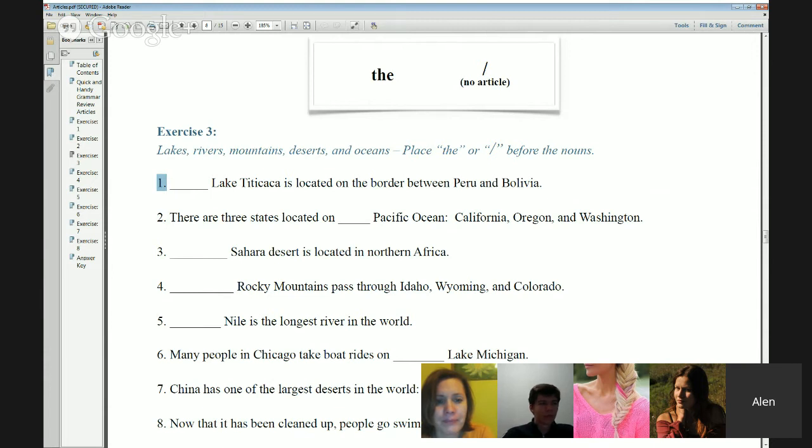Does anyone disagree? No, without. Without? I agree, because everyone says Lake Michigan here without an article. Yeah, of course. Lakes, we don't have articles. So Lake Titicaca is located on the border. Okay. Yeah, so there's no article before the word lake. Lake Titicaca.